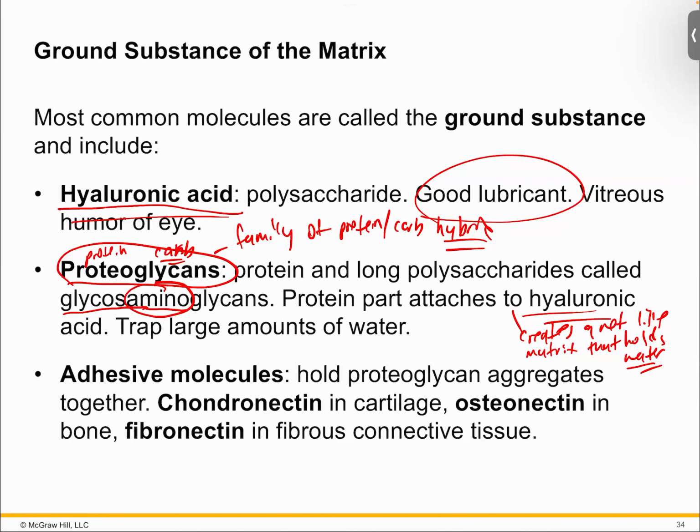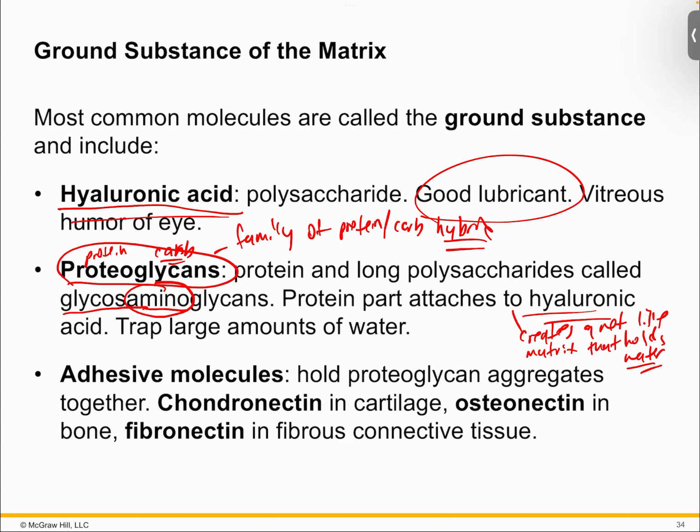That's kind of where that comes from. So it traps water and keeps your skin nice and supple. And then you'll have different types out there, and they kind of put this in ground substance, but in reality, these could also probably break into the protein area as well.